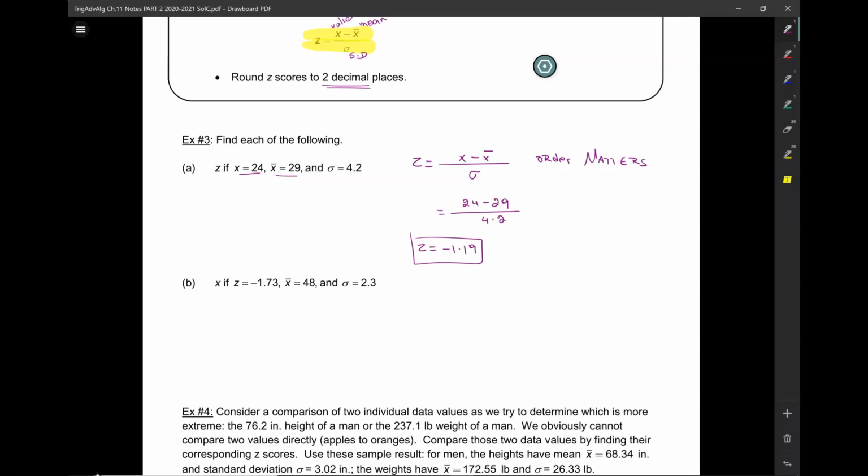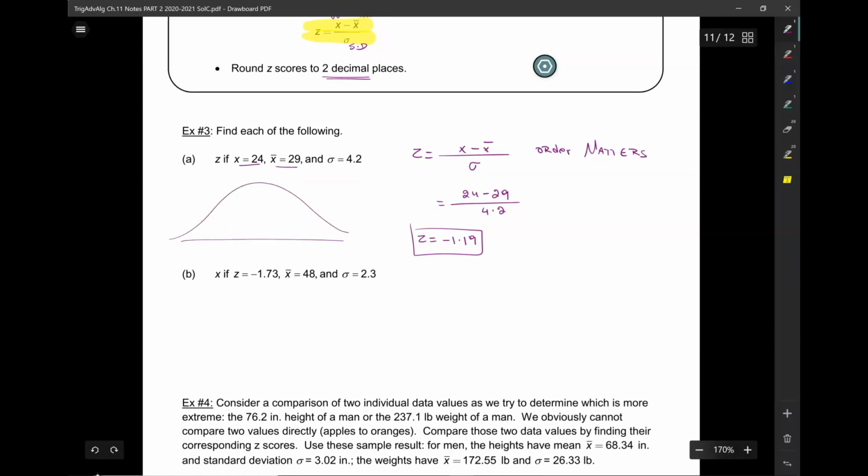Let's see if that makes sense. You see the normal distribution here. The mean is 29. The standard deviation is 4.2. If we go down 4.2, if you go down 4, that's 25, so 24.8 is 1 standard deviation. We're looking at the value of 24, which is here. Do you see how from the mean, it's 1.19 standard deviations away? That's what we have just found.